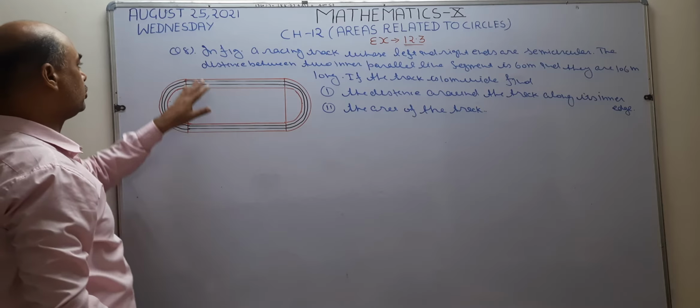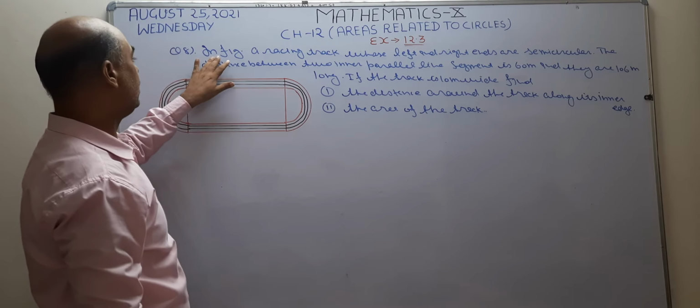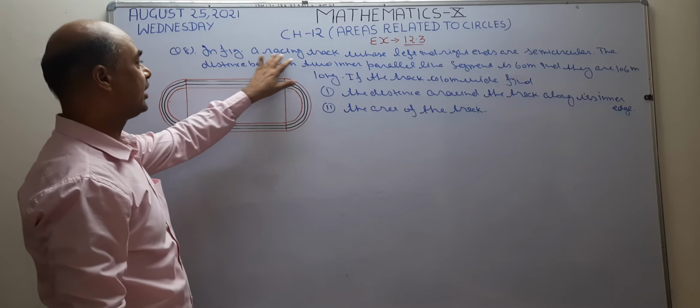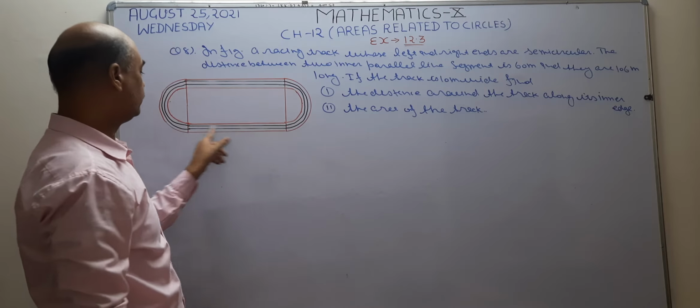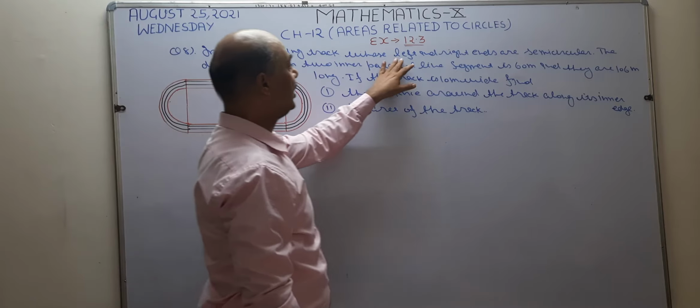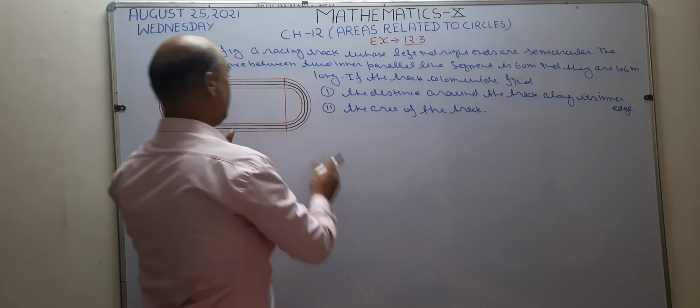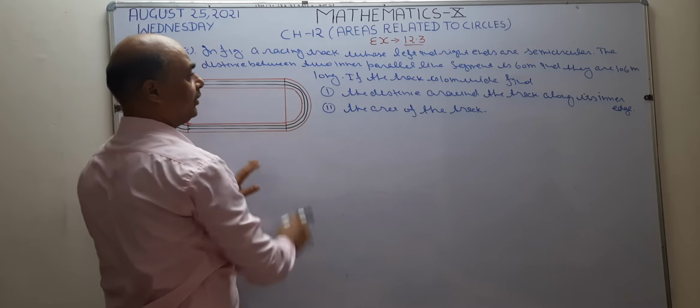Now we are going to start question number 8. Okay. In this question, this figure is given. A racing track. This is the racing track, whose left and right ends are semicircular. It means left and right, these are the semicircular ends.